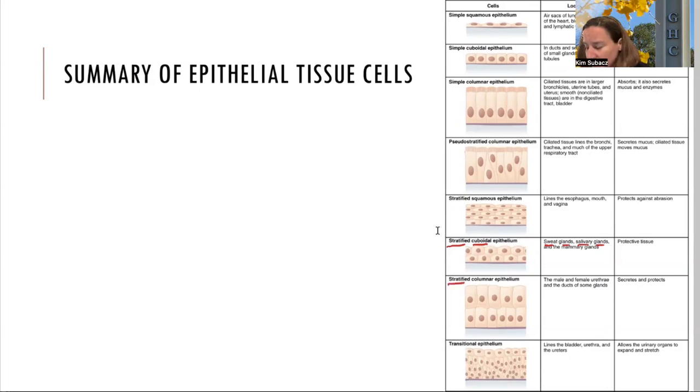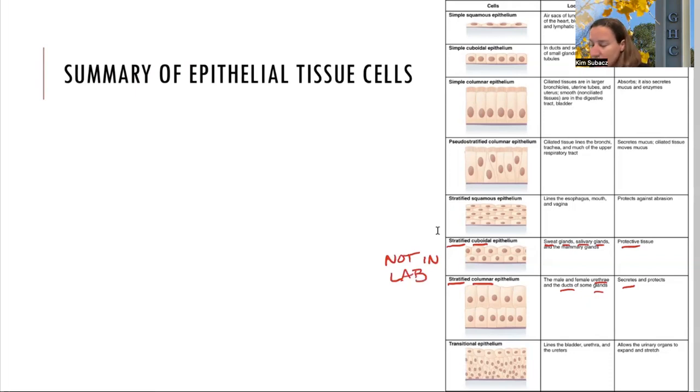There's also stratified columnar. We don't need to know it for lab because we don't have the slides to show you here in this PowerPoint. But for lecture, you might need to know about stratified columnar. And where will we find these? The ducts of some of the glands and also in the urethra. And then the function is secretion, and if we were talking about stratified cuboidal, it would be protection for those surfaces. So these are two types that are not in our lab, but you might need to know them for lecture.